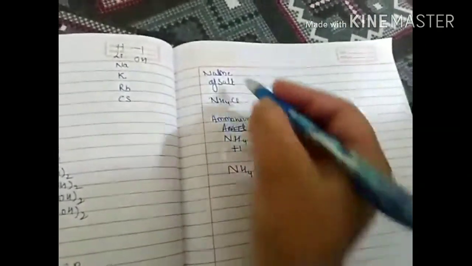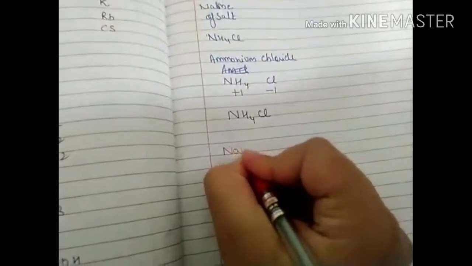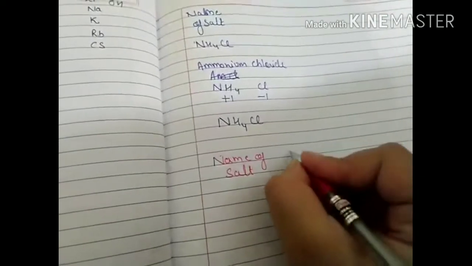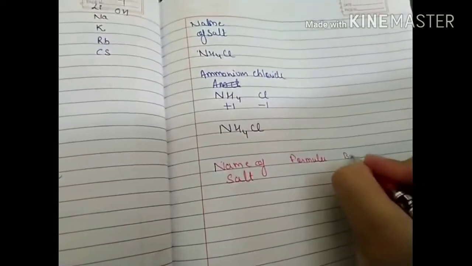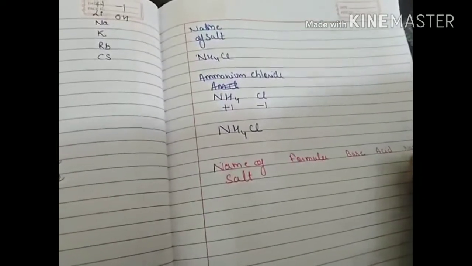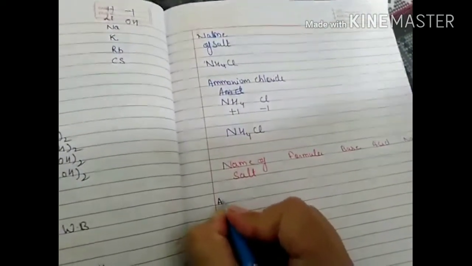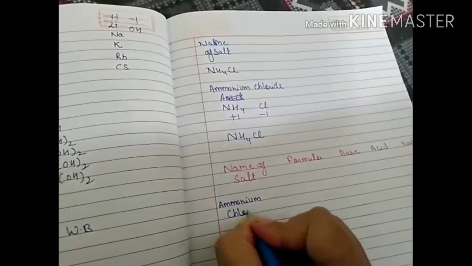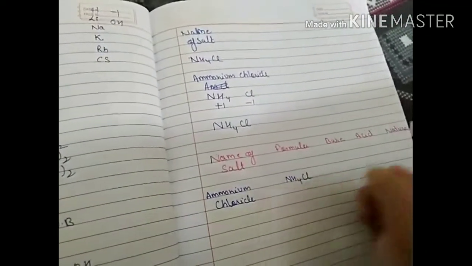Clear? So ammonium chloride. Write down the name of salt. First, you have to mention the name of salt. Second thing, you have to write down the formula. Clear? Third thing, you have to write the base from which it is formed, the acid, and lastly the nature. Clear? So in this way you have to make a chart. Firstly you are provided with ammonium chloride. We have written the formula, that is NH4Cl. Clear?